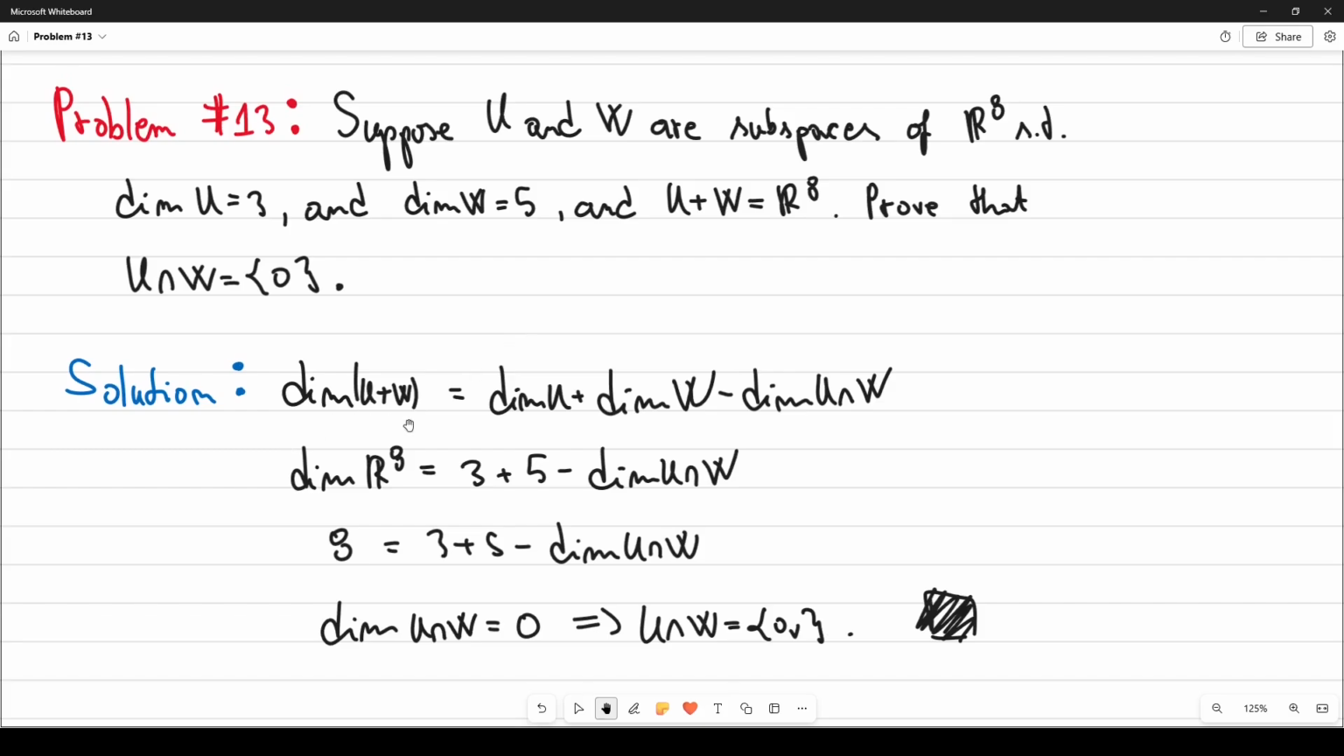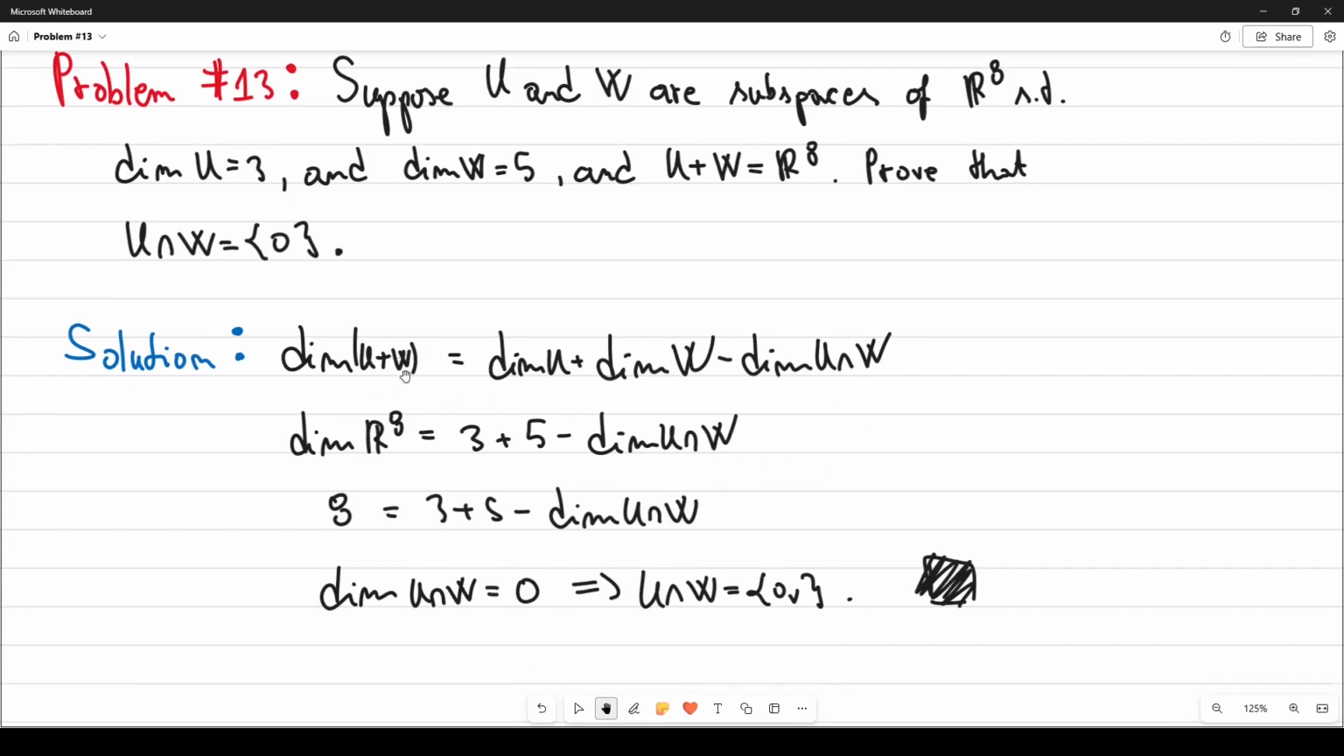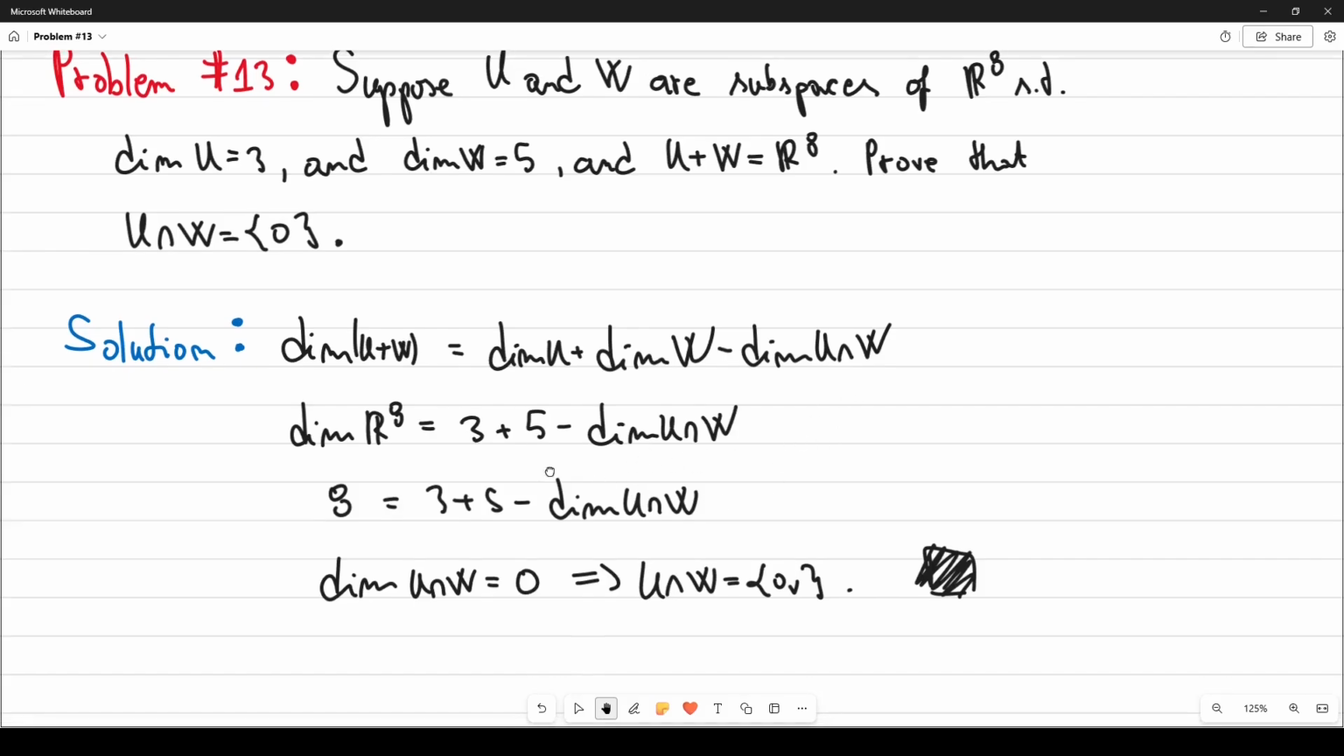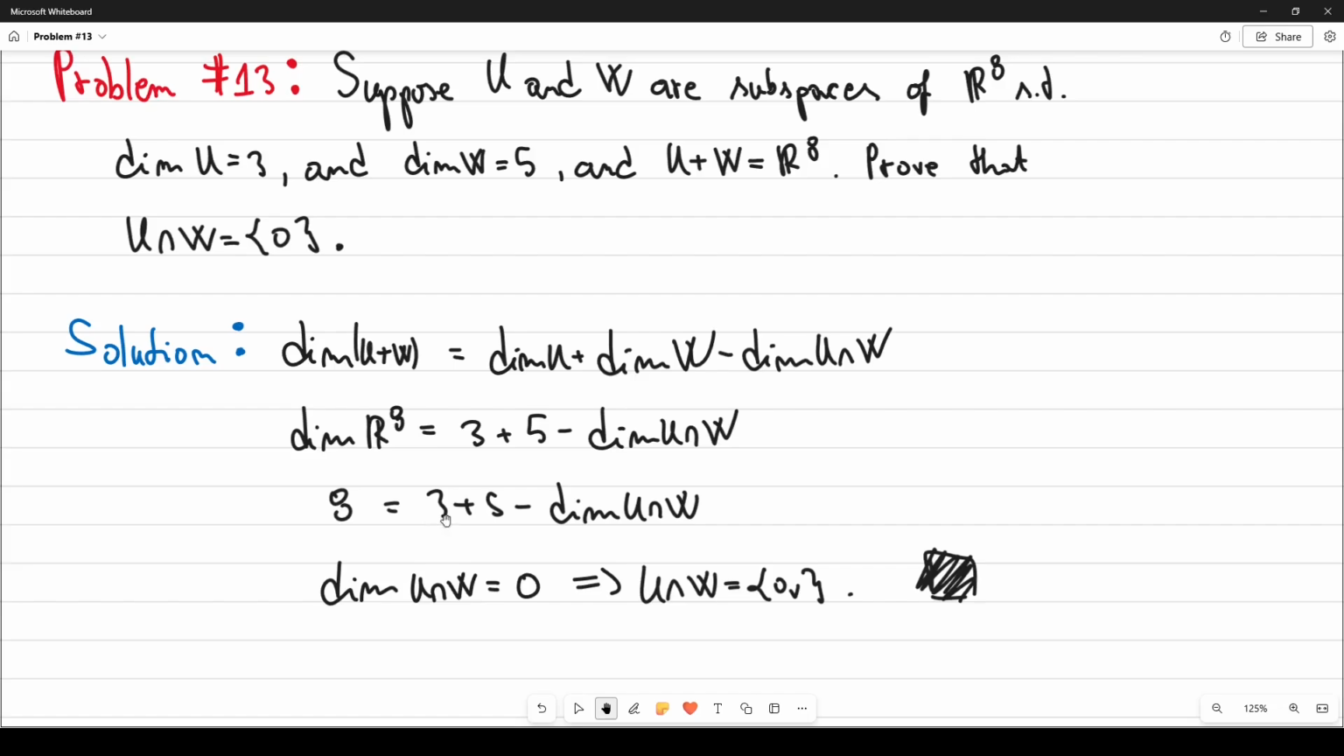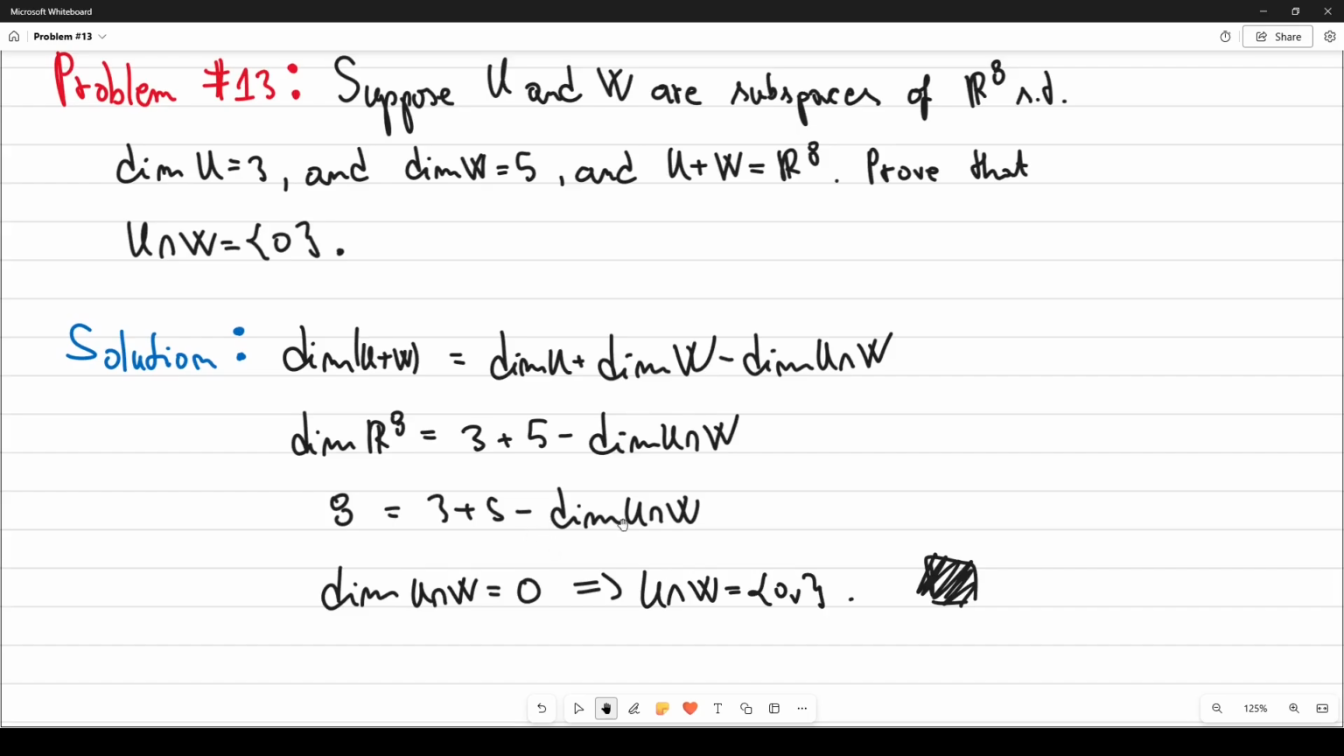Well, the dimension of the sum of these two subspaces is equal to this. And we know that U plus W is equal to R to the 8th, so the dimension of R to the 8th is equal to 3 plus 5 minus the dimension of the intersection of the two subspaces. So we get 8 is equal to 3 plus 5 minus the dimension of the intersection. And from here we get that the dimension of the intersection has to be equal to 0. Hence, the intersection has to be of the following form. It is the vector space that only contains the 0 vector.